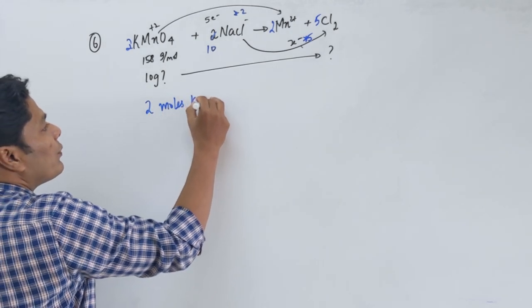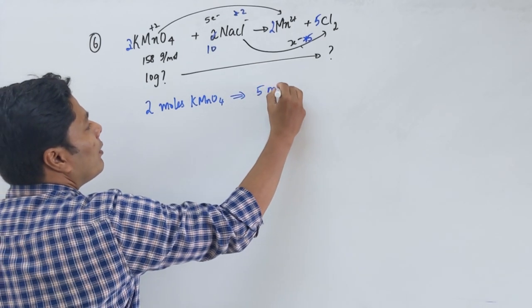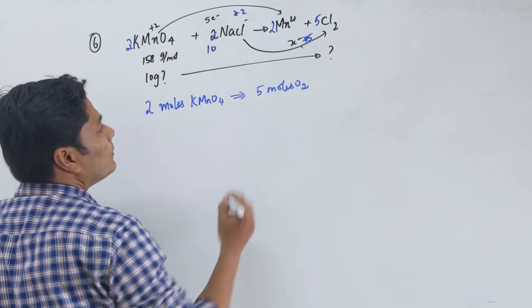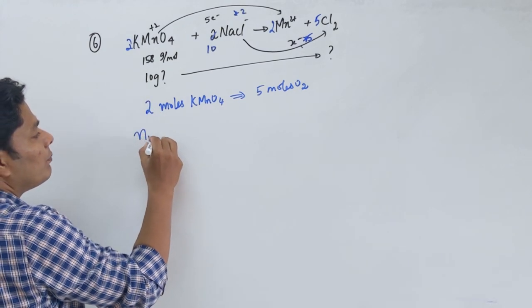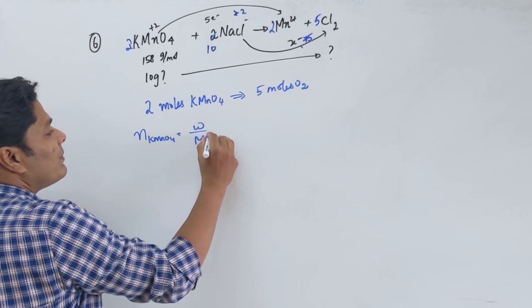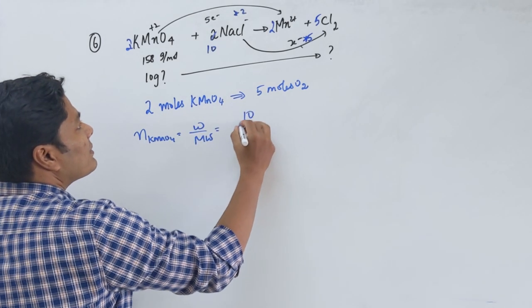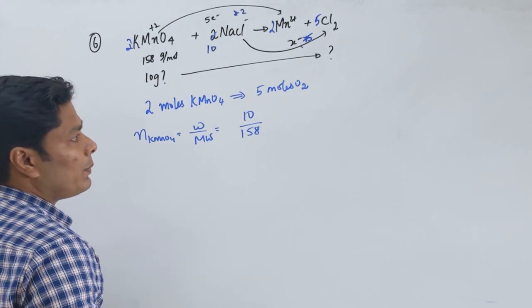2 moles KMnO4 gives you 5 moles Cl2. So what is the moles of KMnO4? We know that moles equals mass over molar mass. We have seen this before. So 10 grams divided by 158. You can take it as 160. Now 1 by 16.